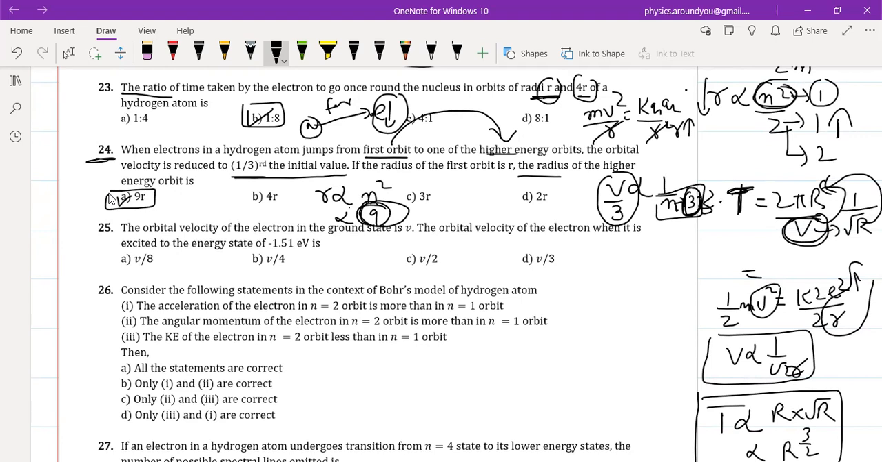v is proportional to 1 by n. From there, I got the n value as 3. r is proportional to n square. If n is 3, it becomes 3 square, 9. So the new radius should be 9 times the old one.